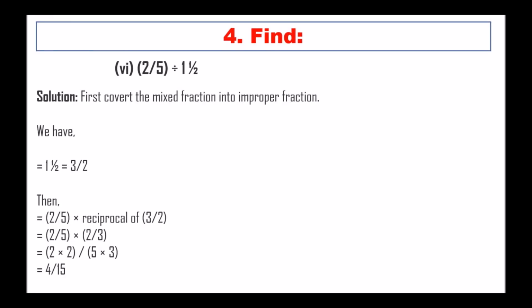Next, 2 upon 5 divided by 1 and 1 by 2. First we will convert 1 and 1 by 2 into improper fraction, that is 3 by 2. So 2 upon 5 into reciprocal of 3 by 2. So 2 upon 5 into 2 upon 3. So 2 into 2 divided by 5 into 3. That is 2 into 2 is 4 upon 15 is the answer.